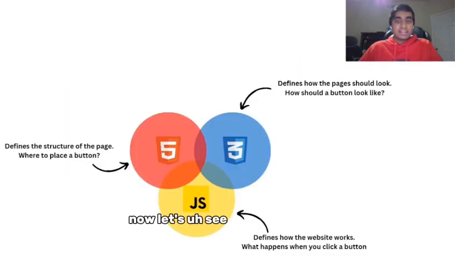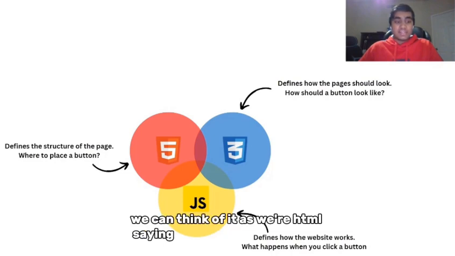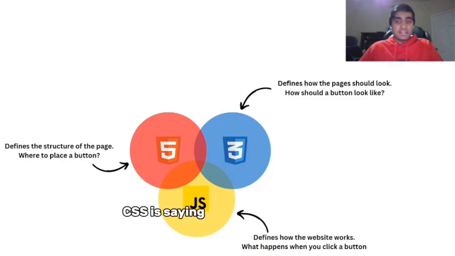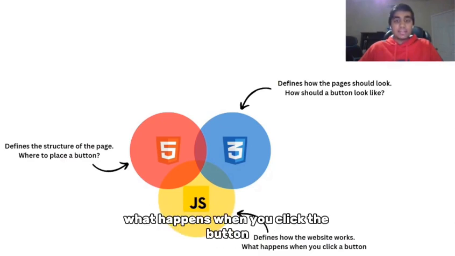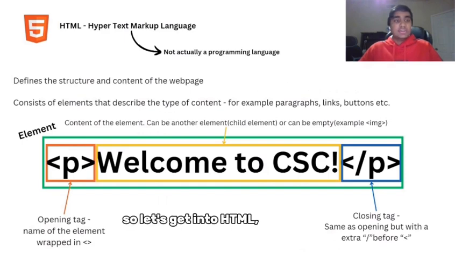Now let's see how these files work. HTML defines the structure of the page, CSS defines how the page looks, and JavaScript defines how the website works. In an analogy, we can think of it as HTML saying where to place a button, CSS saying how the button should look, and JavaScript saying what happens when you click the button. So let's get into HTML.